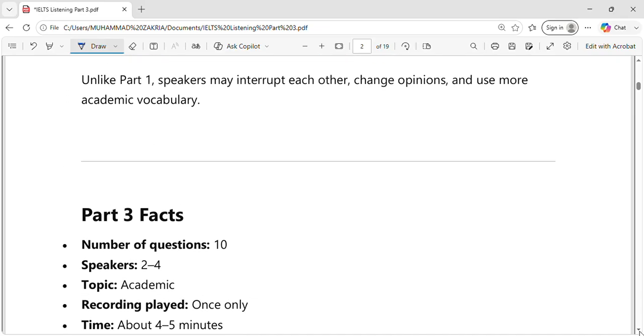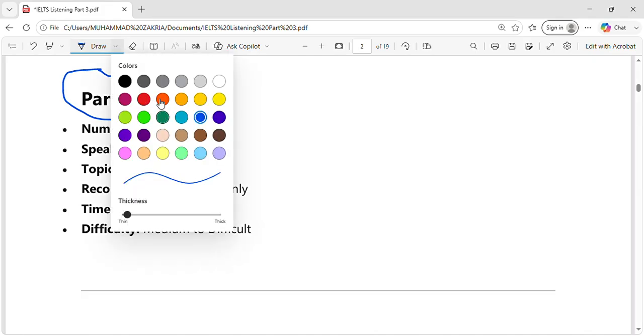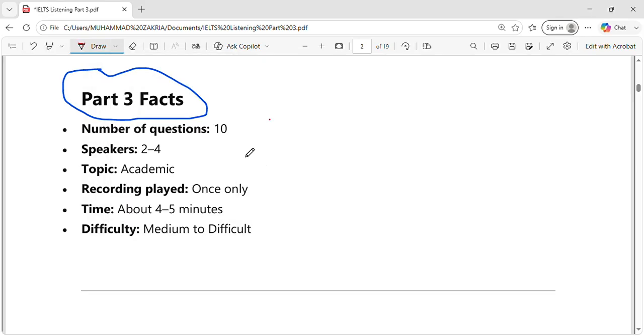One thing you remember: the part three facts. This is the real facts, and you know about that. Facts mean this is the real thing. Number of the question 10 is facts. Usually it starts in part one.